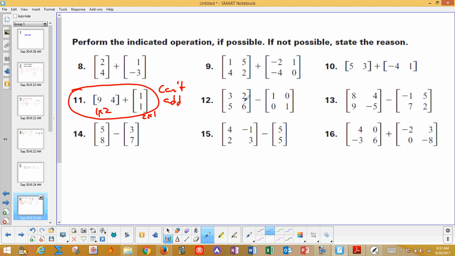Subtraction works the same way. If we look at this, you can see how to do it. You subtract each corresponding place from the corresponding place. And all of these are doable.